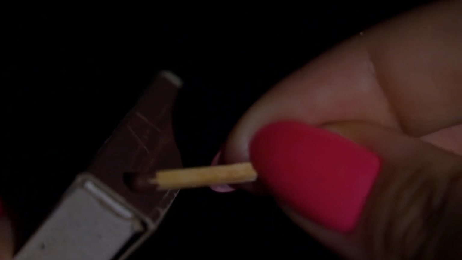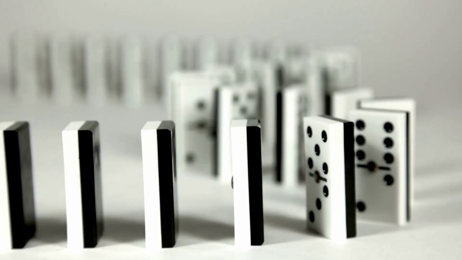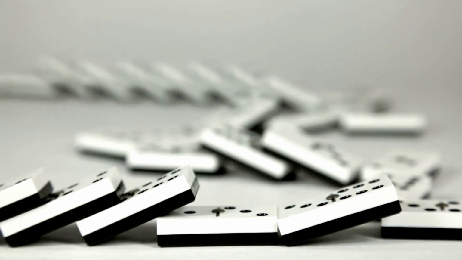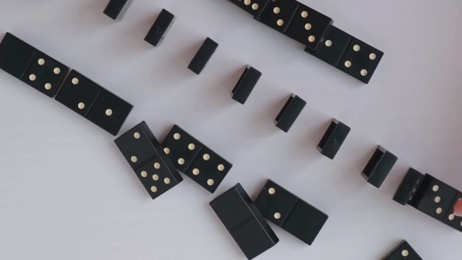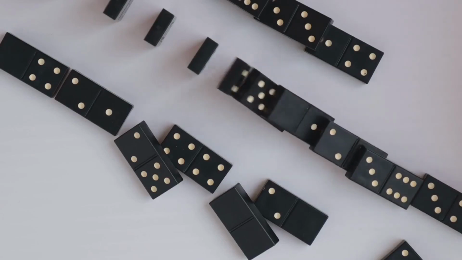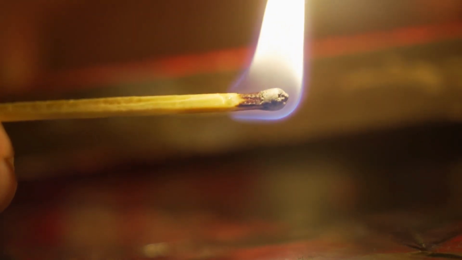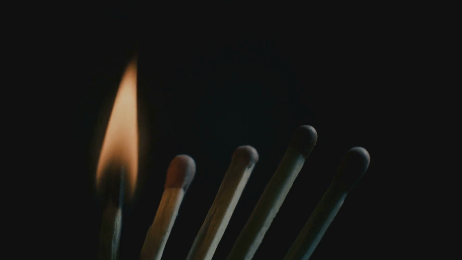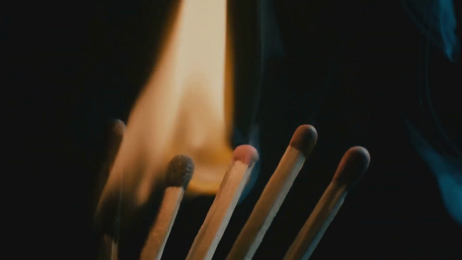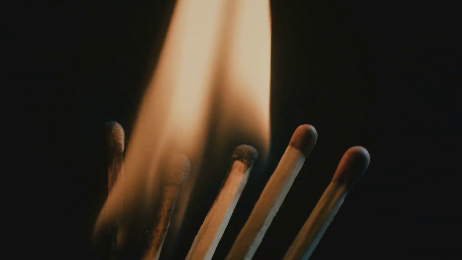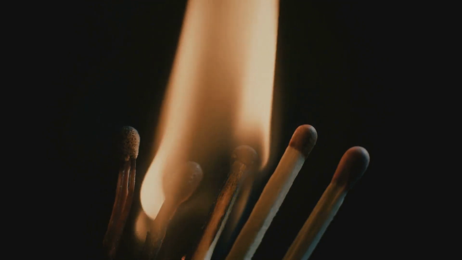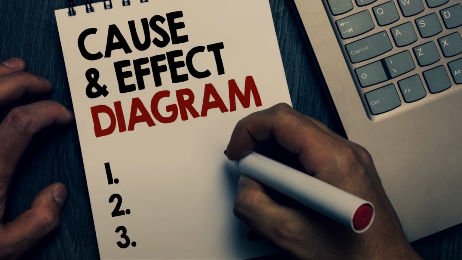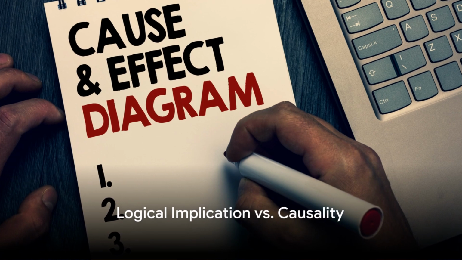Causality, on the other hand, implies that the presence of one event, the cause, directly produces another event, the effect. In causality, not only is the cause necessary, but it is also usually sufficient to bring about the effect under the right conditions. Example: lighting a match, cause, typically results in a flame, effect. The act of striking the match and the presence of sufficient oxygen cause the flame to ignite, illustrating a direct cause and effect relationship.